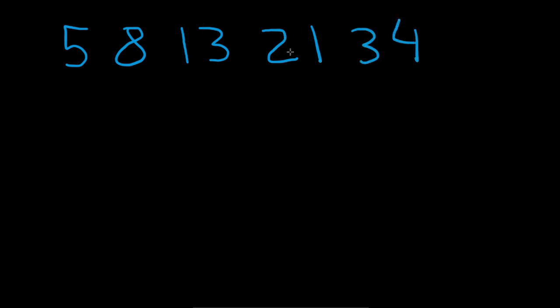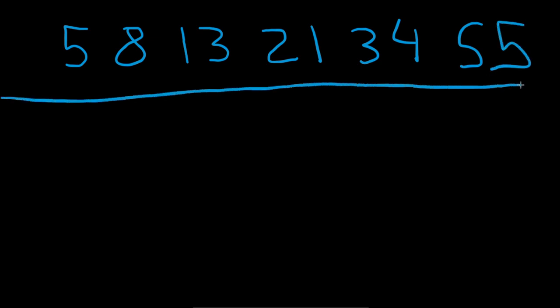We can do one more. When we add 21 to 34, then we get 55. So these numbers right here are the Fibonacci numbers, and this sequence continues and continues forever. But let's just look at these numbers right here. It is actually from these numbers that we derive our Fibonacci levels.